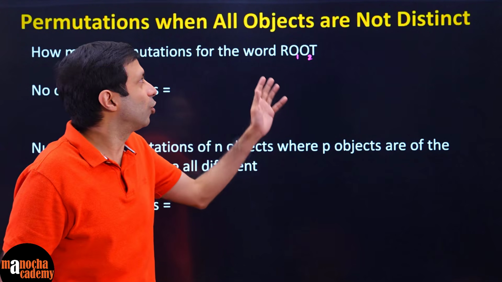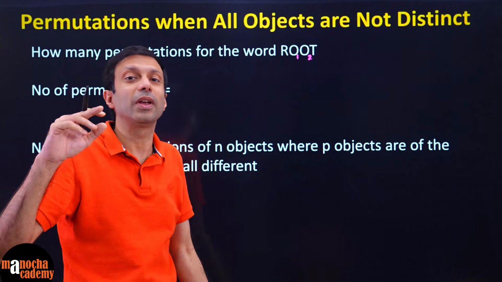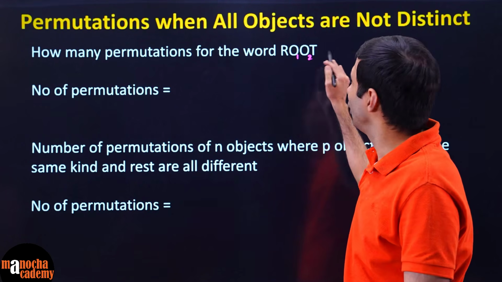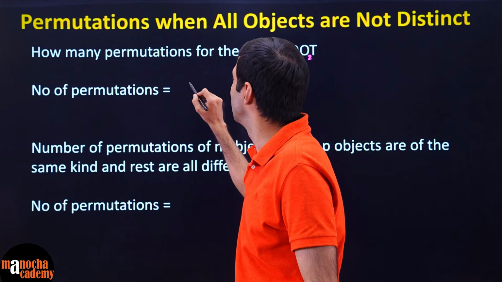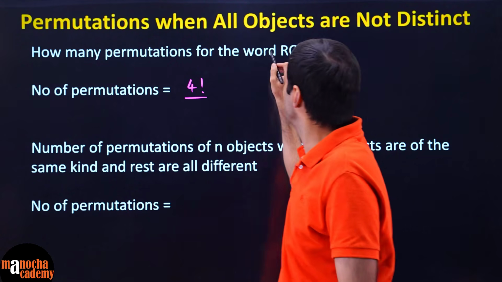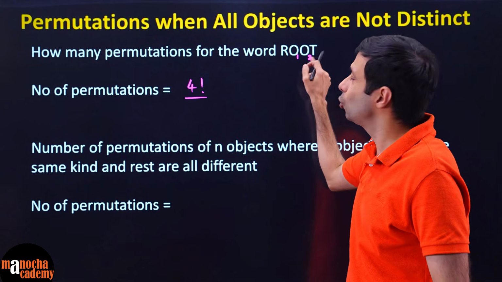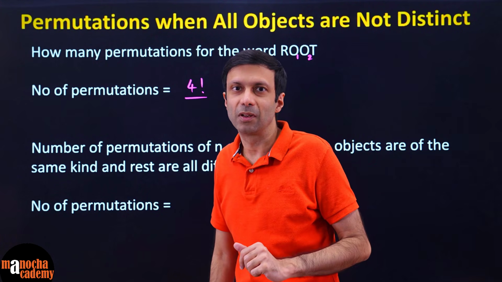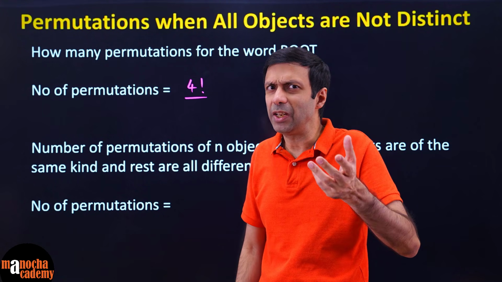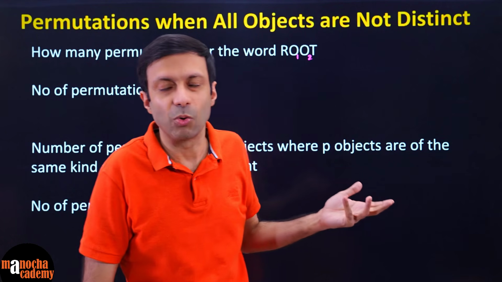That's right, it's going to be 4 factorial, right? You're using all the letters, or you can think of it as 4P4, which is 4 factorial. So with all these distinct letters, it would have been 4 factorial, right? 4 times 3 times 2 times 1. But now since you have two letters which are identical, we need to reduce the number of permutations. That means we need to do some division over here, right? Because we are overcounting.